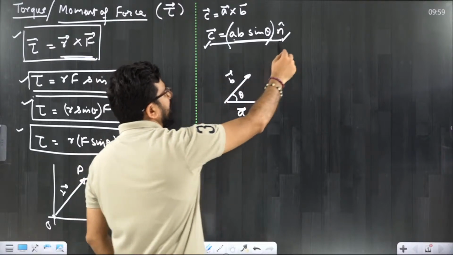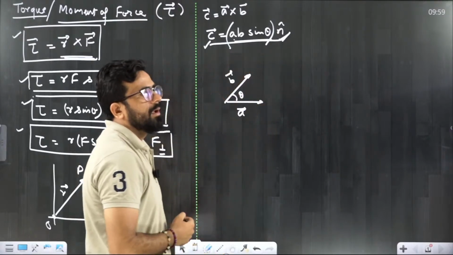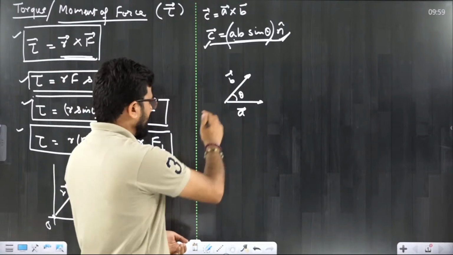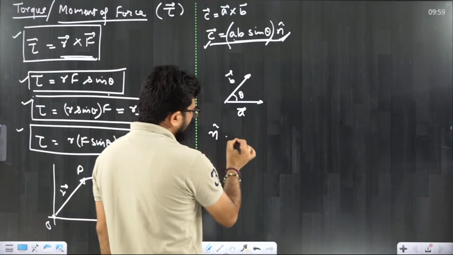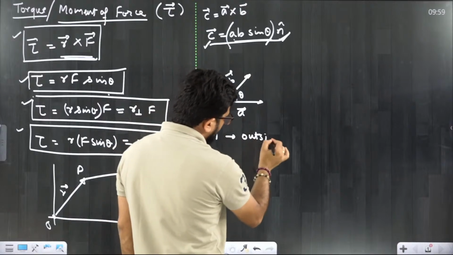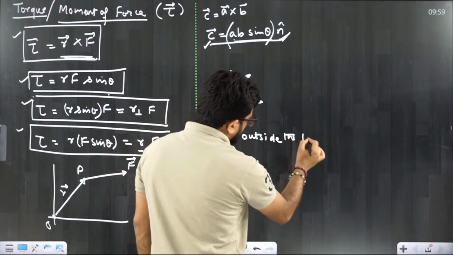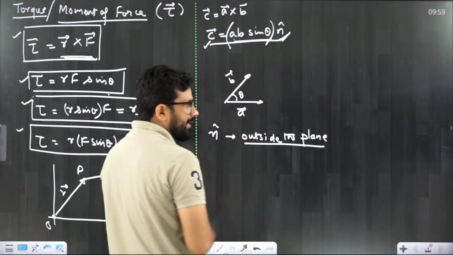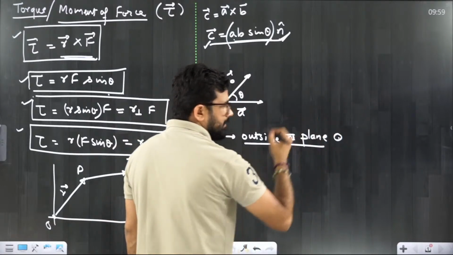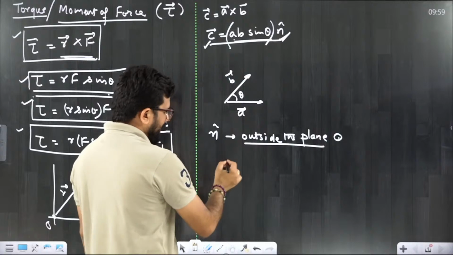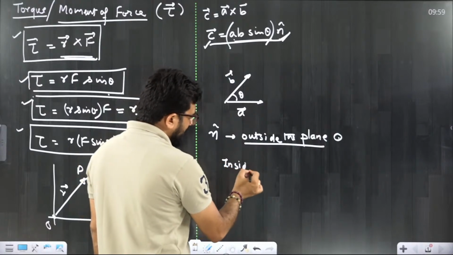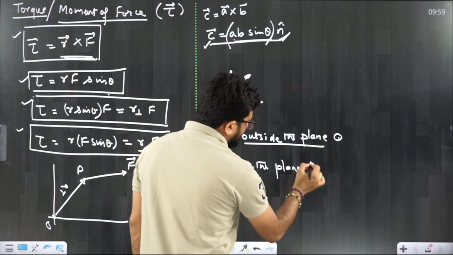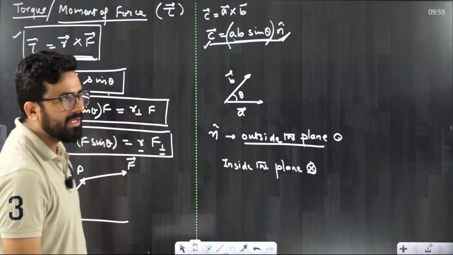That means this n cap, or the C vector, would be outside this plane. We have to understand this thing. Outside this plane, that means n cap is outside the plane. If I write it, outside the plane we put the dot. If it is inside the plane, the symbol is the cross. These are the two symbols we generally use.